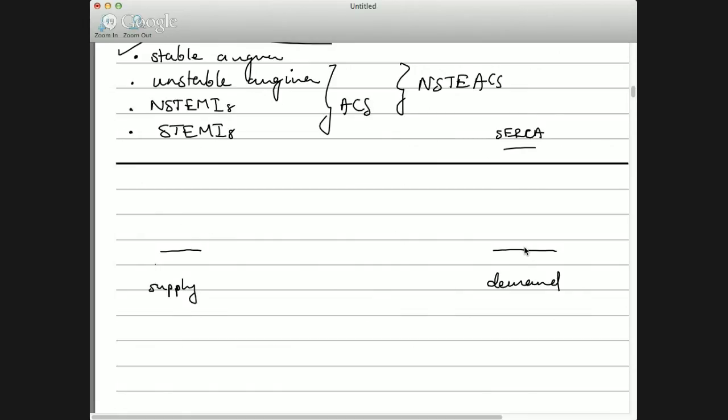So when you exercise the first time, your demand goes here, your supply goes here, you'll get chest pain. The second time you do it, say after a few days, your demand increases, but your supply only increases by a little bit.